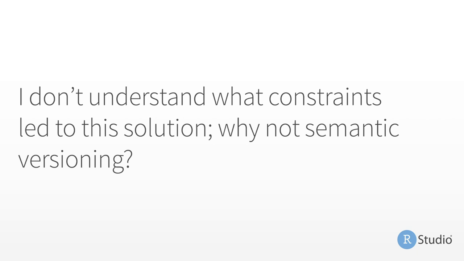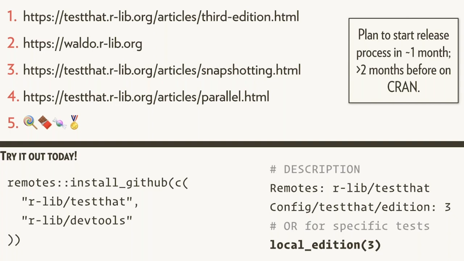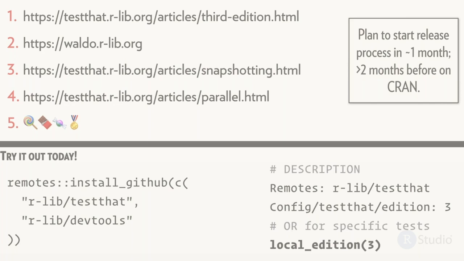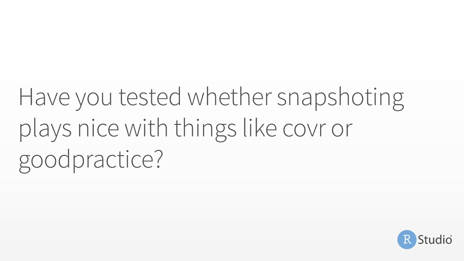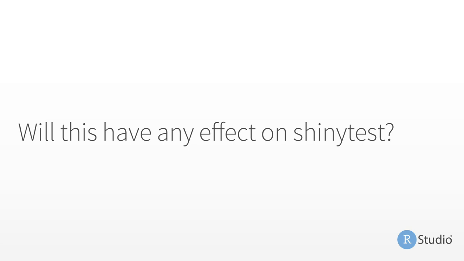Okay, so now I have a series of questions and the list is growing longer that are smaller and we'll just work through as many as we can. So this first one is, have you tested whether snapshotting plays nice with things like covr or the goodpractice package? Does this third edition work have any effect on shinytest? So kind of talking about how this works with other packages.